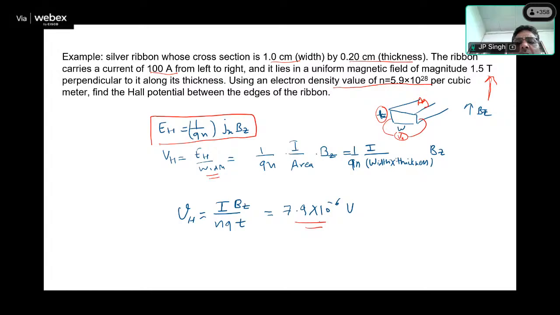So the Hall voltage is coming out to be in microvolts. So you see, in case of metals, the value of the Hall voltage is very, very small. For most of the time, for metals, these values are very small. So it is more relevant to semiconductors, where the density is much smaller. So you can see the deflection, the charges really getting deflected there.